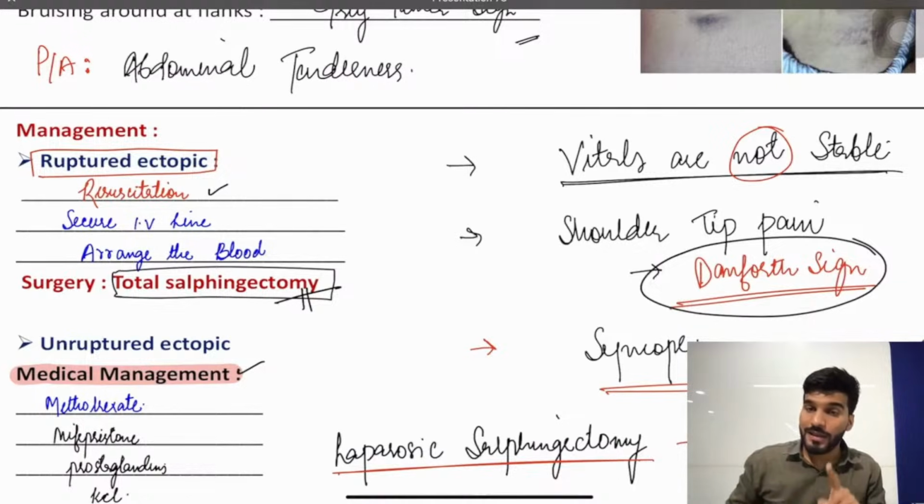If vitals are stable, go with the laparoscopy or laparotomy based upon that. But if vitals are not stable, you go only with the laparotomy salpingectomy, because laparoscopy will further decrease the cardiac output and the patient can go into shock, serious symptoms.